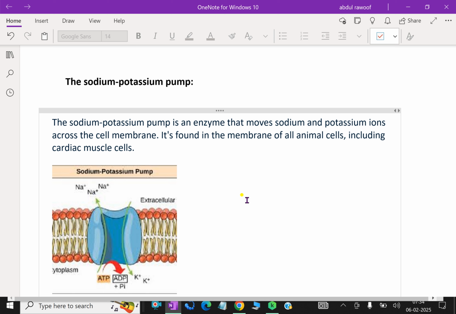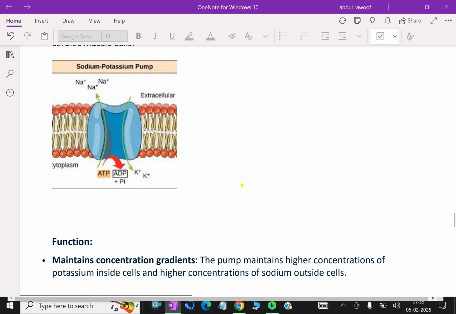Potassium levels are much higher inside the cell than outside. It is the principal intracellular cation. Sodium levels are much higher outside the cell than inside. It is the principal extracellular cation. The sodium potassium pump is an enzyme that moves sodium and potassium ions across the cell membrane. It is found in the membrane of animal cells, including cardiac muscle cells.